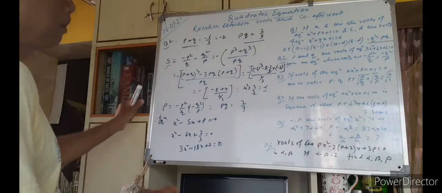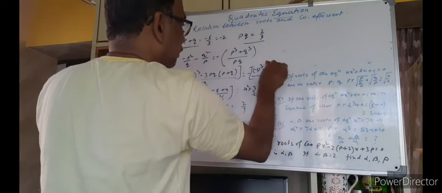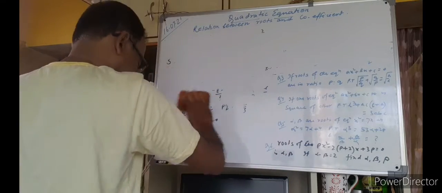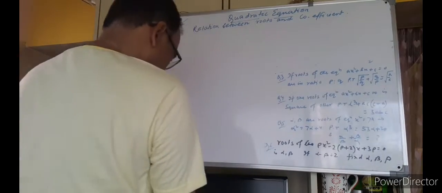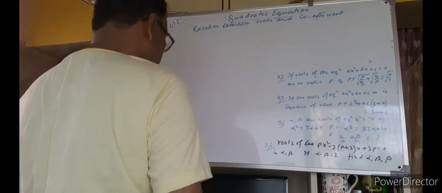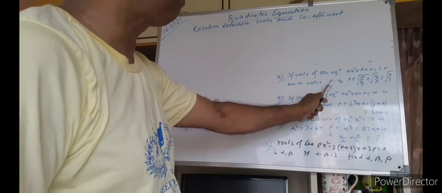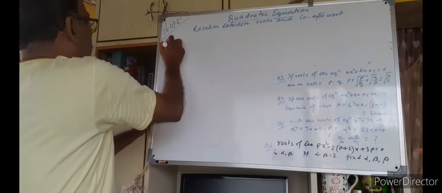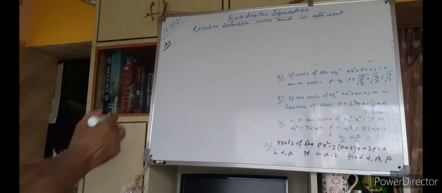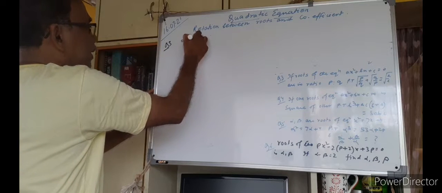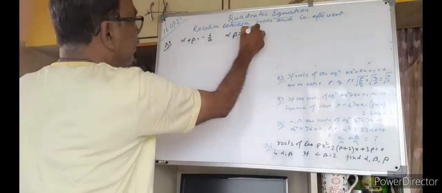Okay, next sum number 3. Here the roots of the equation are in the ratio p is to q. Question number 3. Let alpha and beta be the roots of the equation. Then alpha plus beta is minus b by a and alpha beta is c by a.